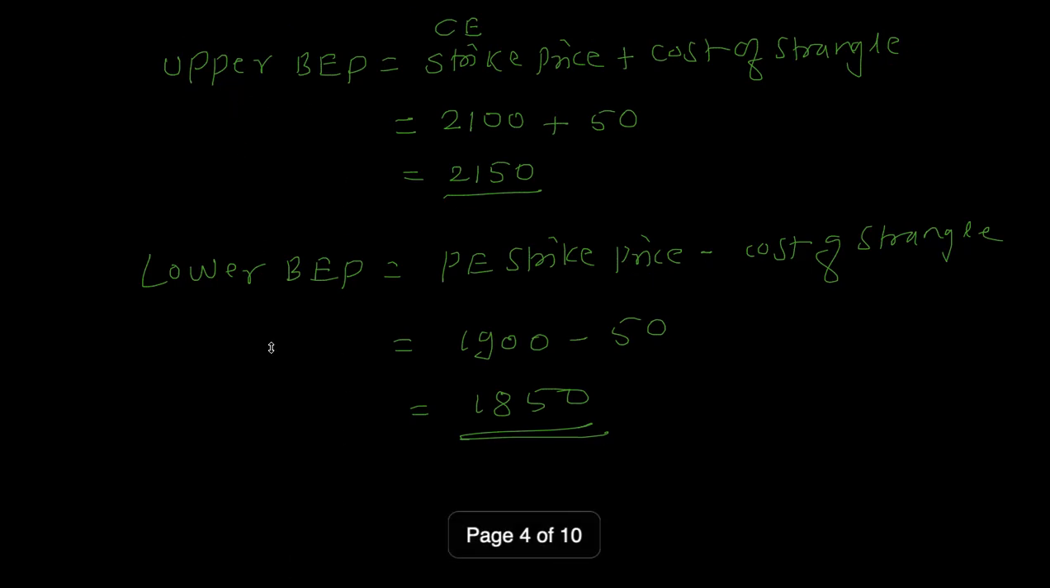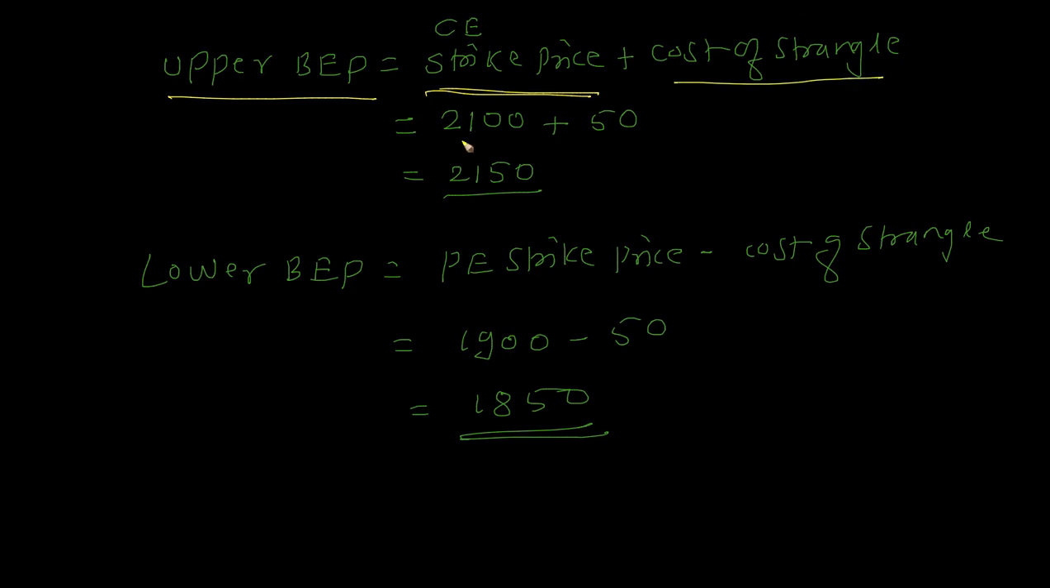so now let's talk about the upper break-even point. The upper break-even point, we saw, was 2150. How did I get that? The formula is the call option strike price plus the cost of the strangle. So that is 2100 plus 50. The CE strike price is 2100, we have got the CE of 2100, and the cost of the strangle is 50. So the upper break-even point is 2150, right? That means if the market moves above 2150, I'll be making profits, right? But at 2150, I'll be making no profit, no loss.